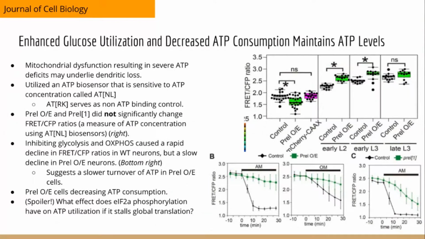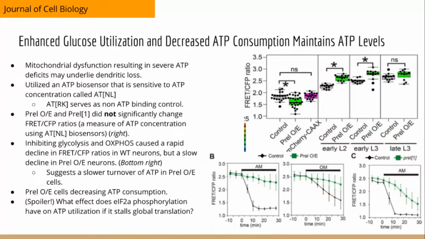What they observed was that ATP concentrations remain mostly stable during development. We see early L2, early L3, and late L3. These are developmental stages of the larva of a Drosophila. You see the neurons from these stages, and you see the ATP concentrations in these neurons. What this suggests is that the ATP concentrations are mostly not significantly different from their controls.